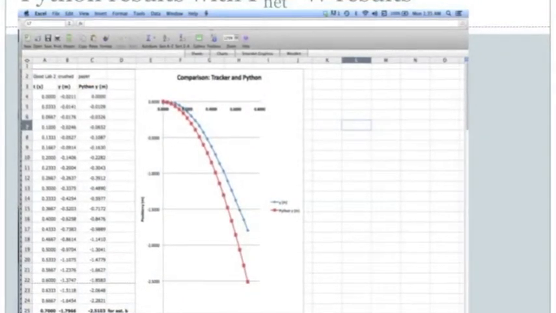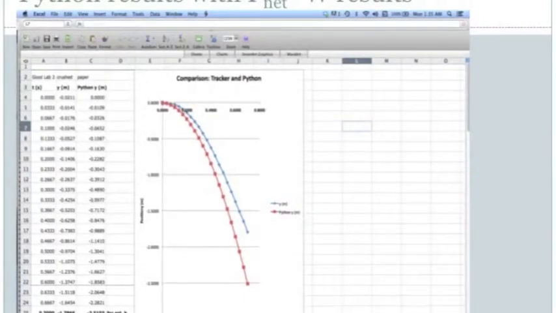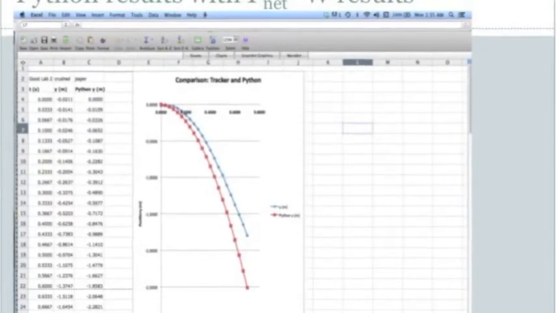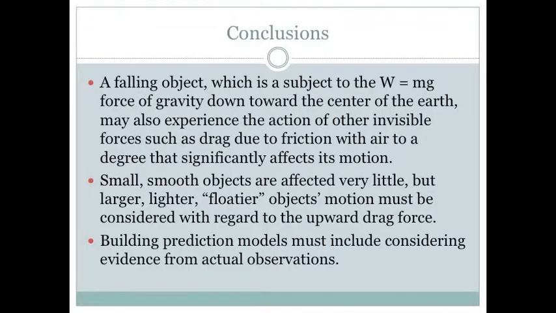In conclusion, we note that a falling object subject to the gravitational attraction of the Earth may also experience the action of other, especially invisible, forces that affect its motion. Small, smooth objects are affected very little, but larger, lighter, floatier objects must be considered with regard to the upward drag force. Building prediction models must include considering evidence from actual observations.